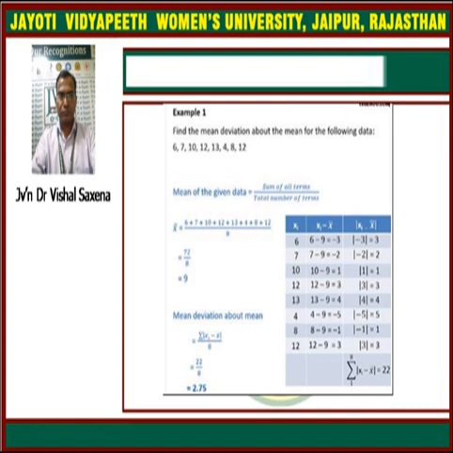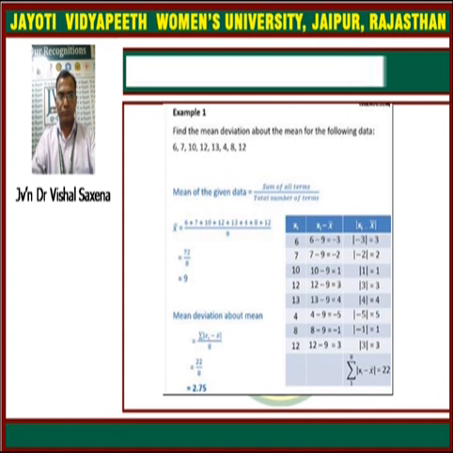To calculate this, first of all we are required to find x bar, the mean value. We know that frequencies are not given, so x bar is simply the summation of data divided by n. The sum of data means 6 plus 7 plus 10 plus 12 plus 13 plus 4 plus 8 plus 12, divided by n, and n is 8, the total number of data. After calculation we get x bar equal to 9.